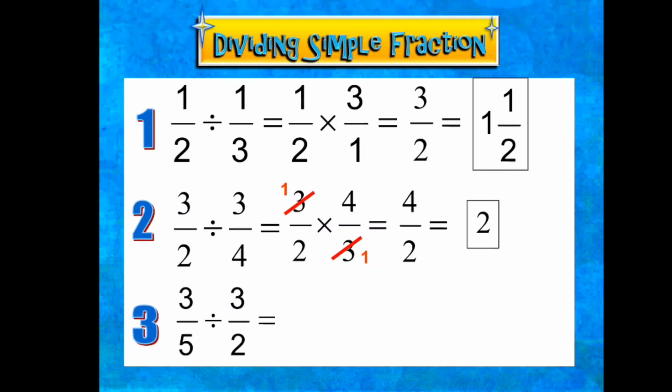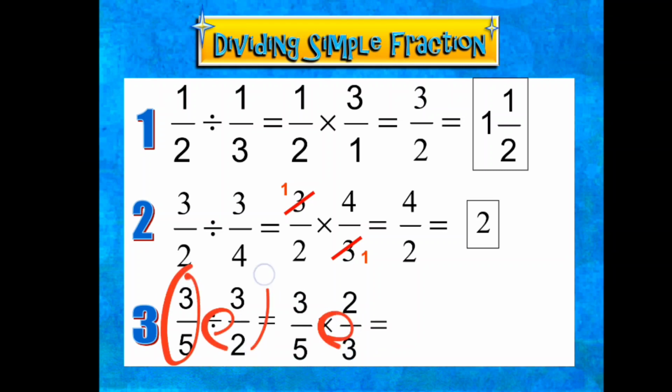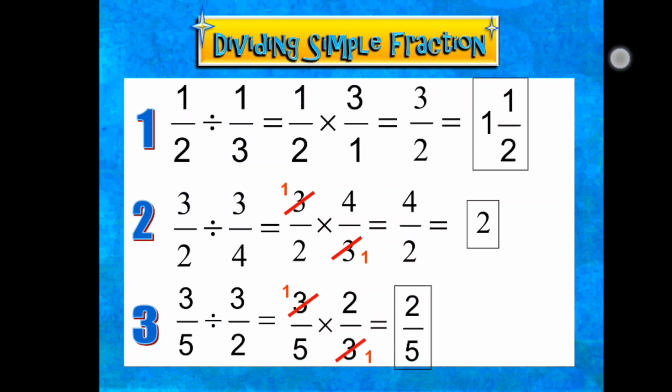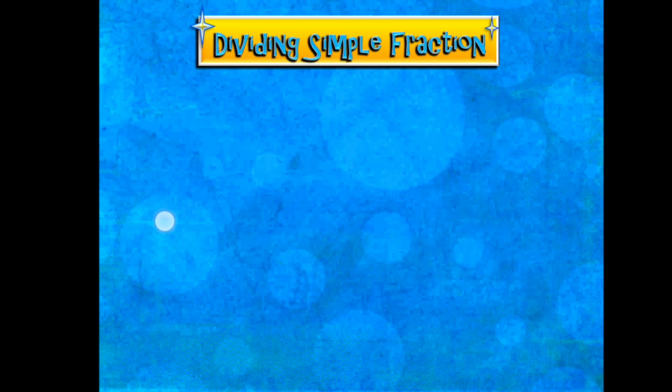How about number 3? Again, you have to keep, change it, and then flip 3 halves. That becomes 2/3. Now this time, we can cancel the 3 there. And then we can multiply now. So, 1 times 2, it's 2. 5 times 1, it's 5. So, the answer is 2/5. I hope this is clear.